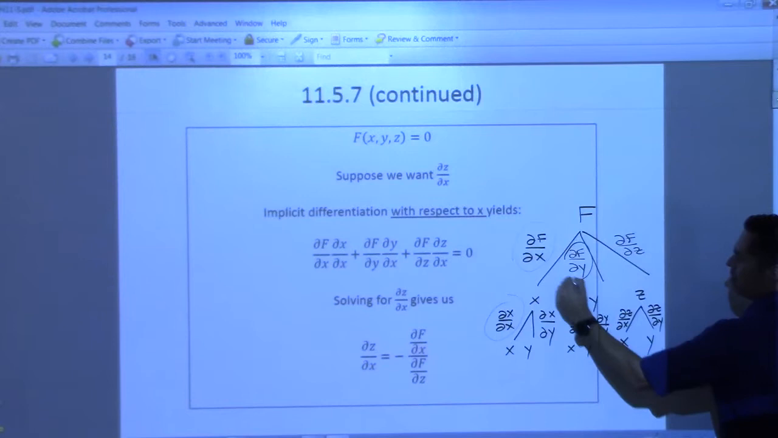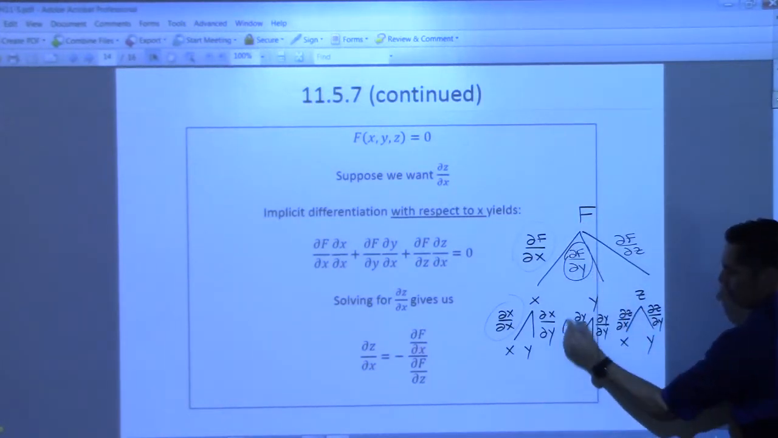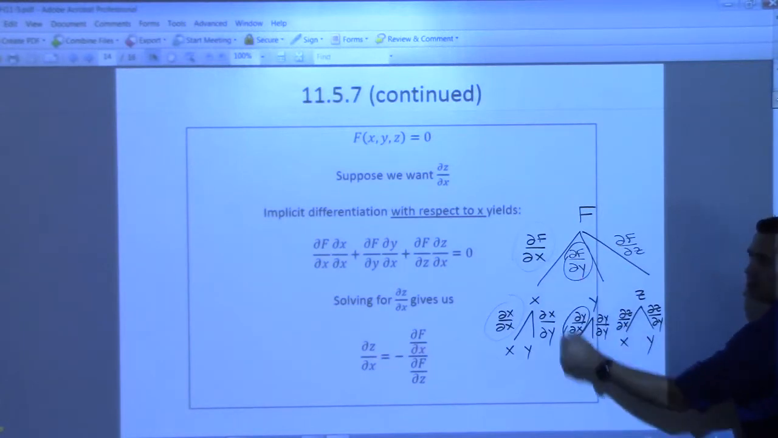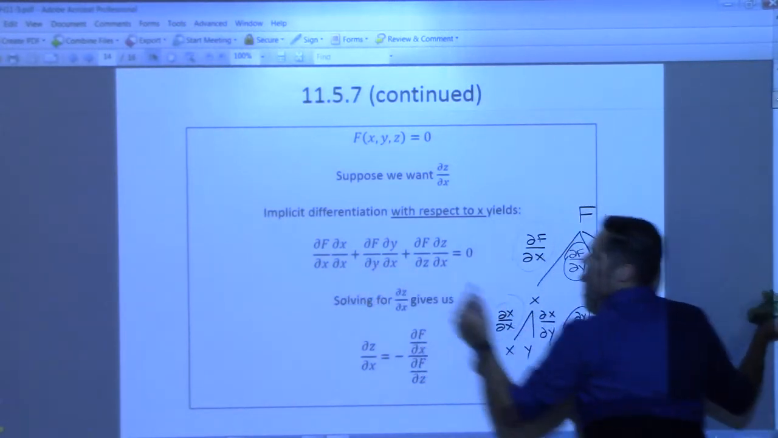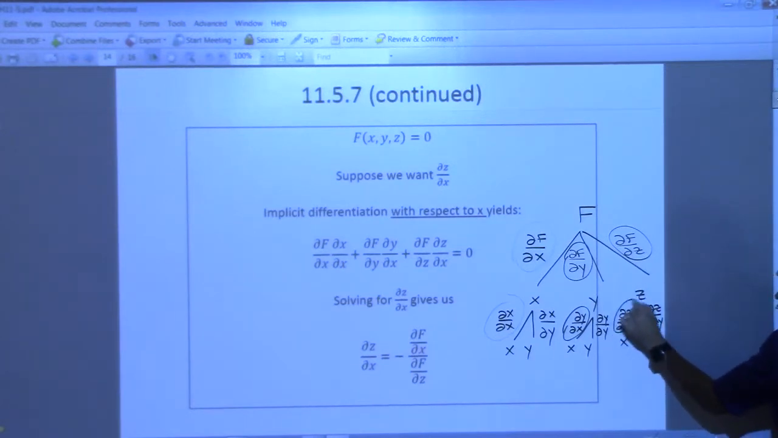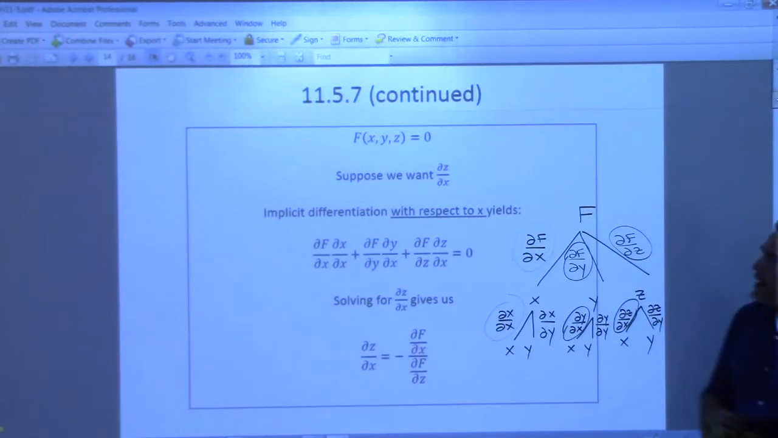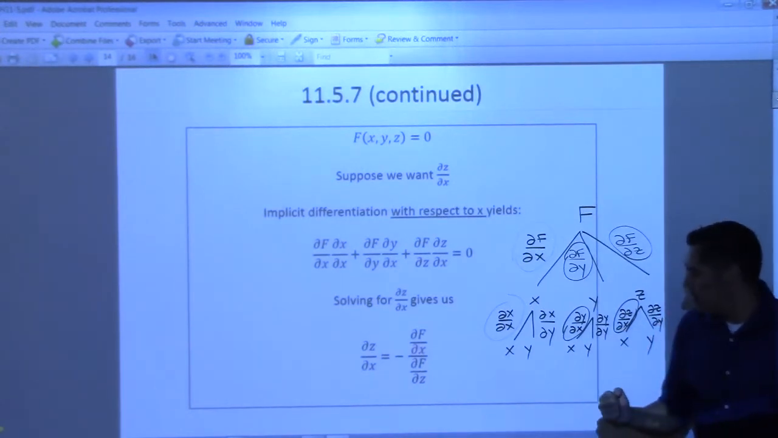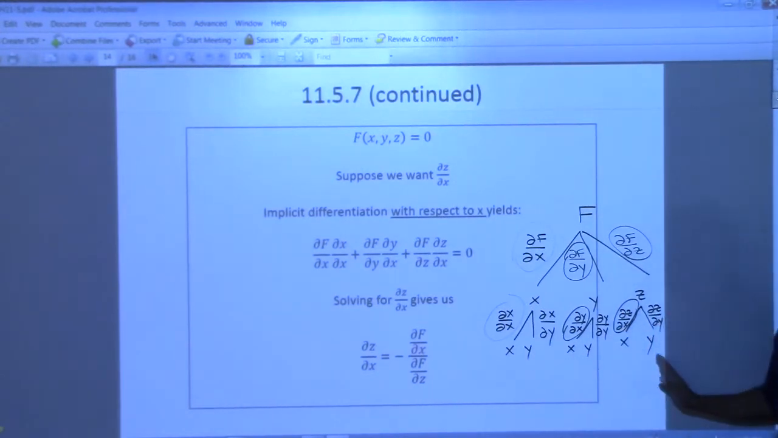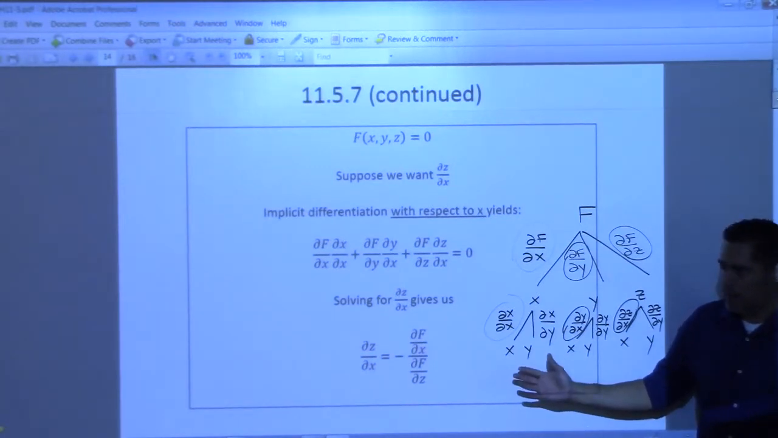It's this one right here. We're going to go down this one and then that one right there. Okay, so we're going to add those two together. That's this. And then the last one would be this one and then going down right here. Yes? So if we're holding our y constant, then we're not going down the y branches, we're going down the x branches. Make sense?